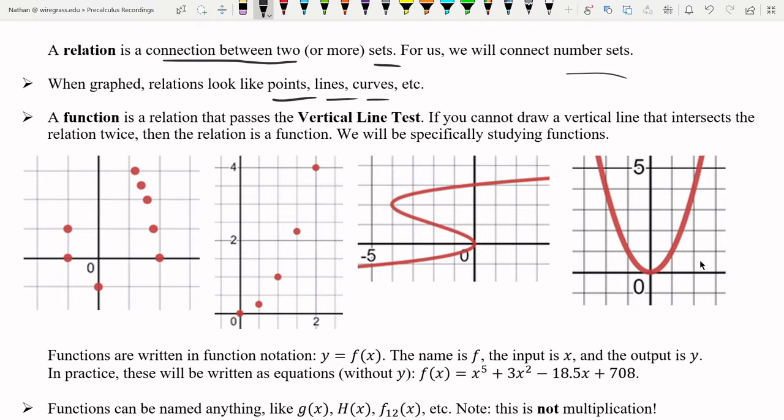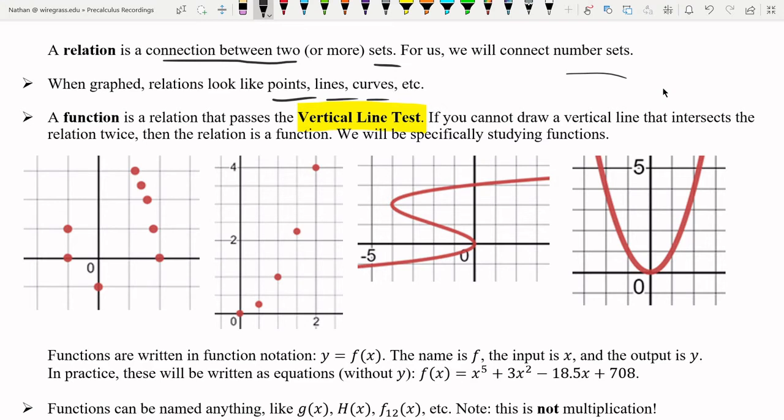Now, within these relations, we can have what are called functions. A function is a relation that passes the vertical line test. And that's going to be a key thing to keep in mind. If you cannot draw a vertical line that intersects the relation twice, then the relation is a function. So all functions are relations, not all relations are functions.